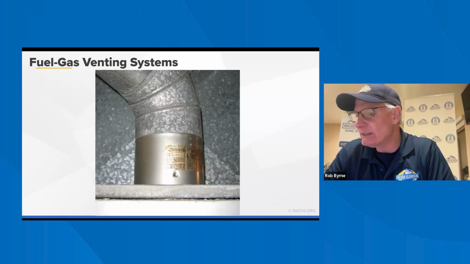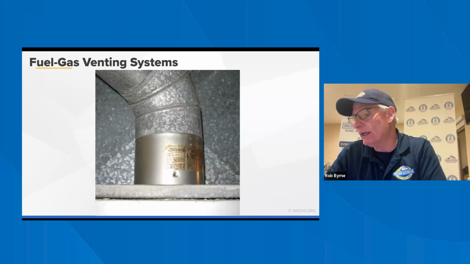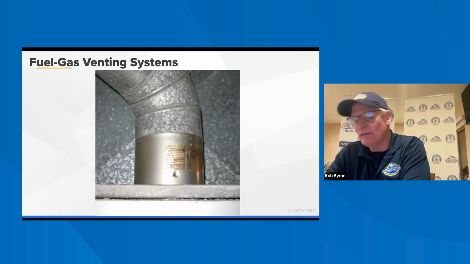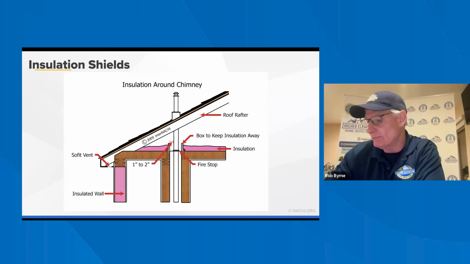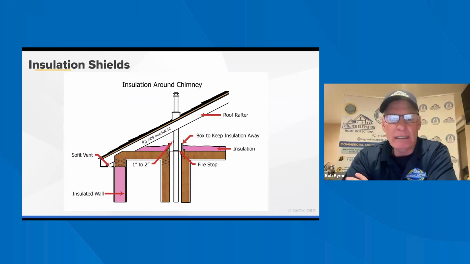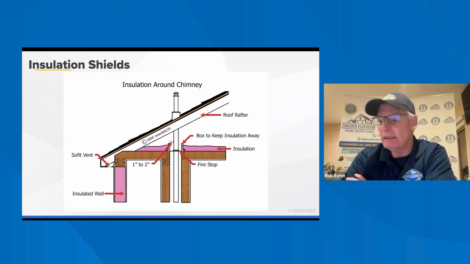Type B gas vents, single wall metal pipes, type L plastic vents for category 4 appliances, and type BW vents. All different types of vents that are used on different gas appliances. Insulation around chimney.